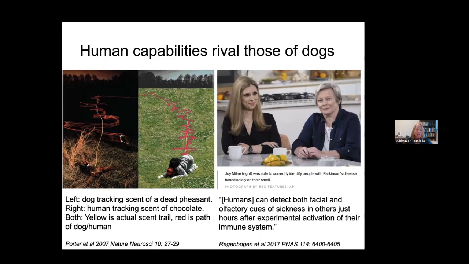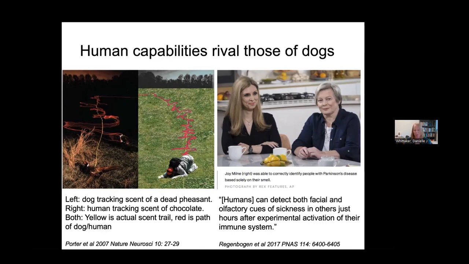And then here's at least one example of someone with an extraordinary sense of smell. In this photograph, the woman on the right is named Joy Milne, and she has the ability to smell Parkinson's disease. She learned she had this ability when her husband was diagnosed with Parkinson's, and she realized that he had been smelling differently for a few months leading up to the diagnosis. Then when she and her husband went to a support group for families living with Parkinson's, she realized that all of the Parkinson's patients in that room had the same smell.